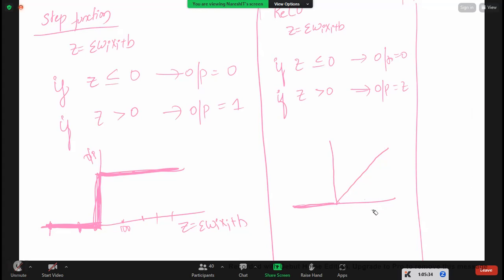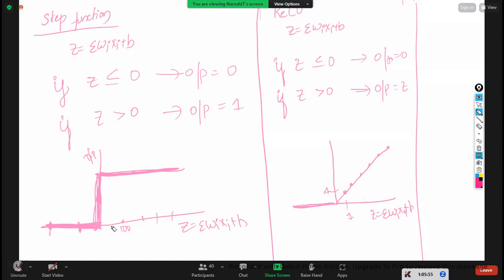In just, you take sigma wixi plus b, take one value of your choice. You take 1, y also will be 1. 1 comma 1, 2 comma 2, 3 comma 3, 4 comma 4, 5 comma 5, 6 comma 6. Attach the line. Simple.